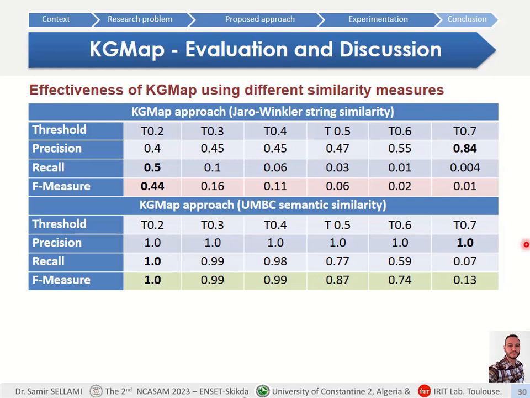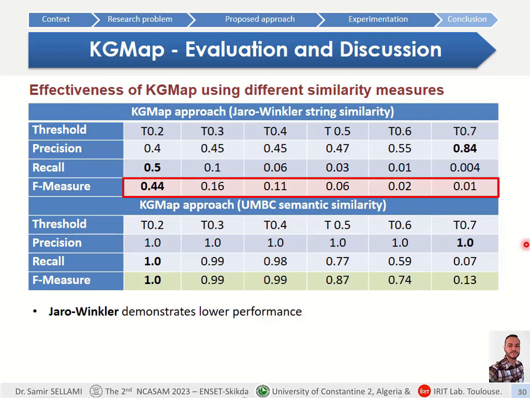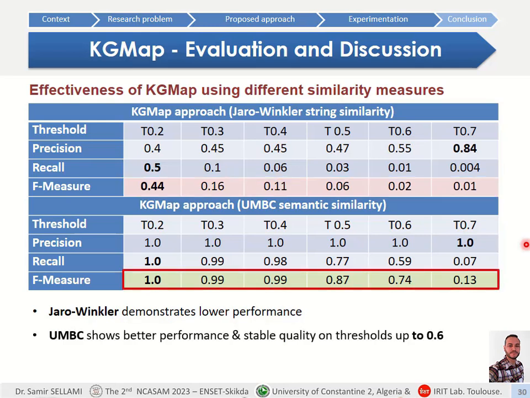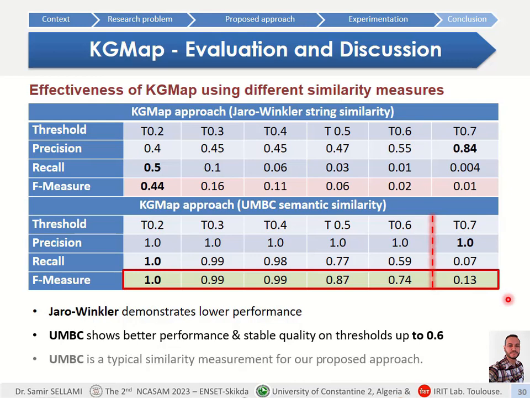We computed precision, recall, and F-measure according to the gold standard. Jaro-Winkler demonstrates a lower performance as its algorithm relies just on the syntax of the string. On the other hand, UMBC shows better performance because it concentrates on the semantics of the word and not on its lexical category. Nevertheless, the performance depends on the threshold parameter, and UMBC was capable of maintaining stable quality on thresholds up to 0.6. So we found that UMBC is a suitable similarity measure for our approach, and we adopt it.